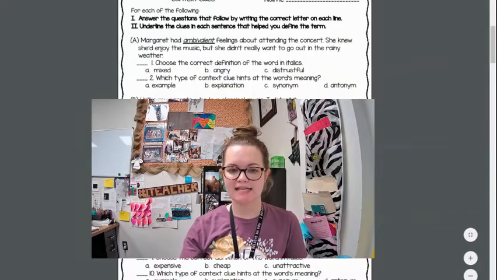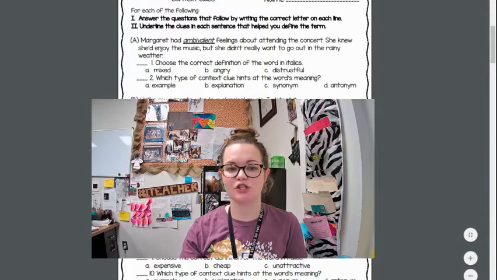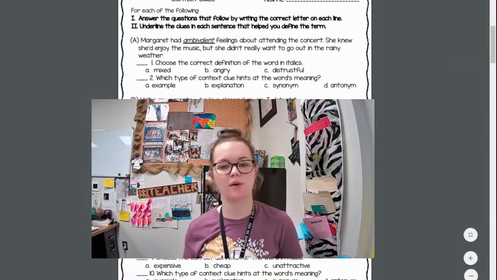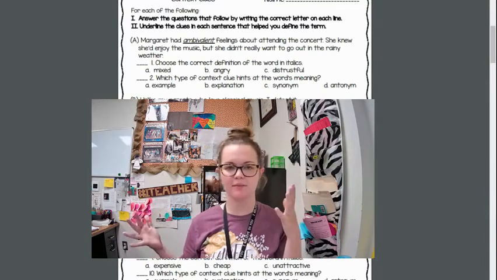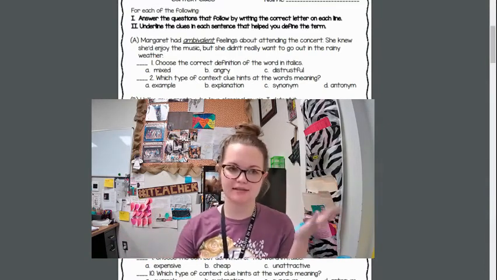The author is trying to get me to understand the meaning of ambivalent, and the author says she knows she would enjoy the music, but she didn't want to go out in the rain. The author is explaining to me exactly what ambivalent means, which is mixed.